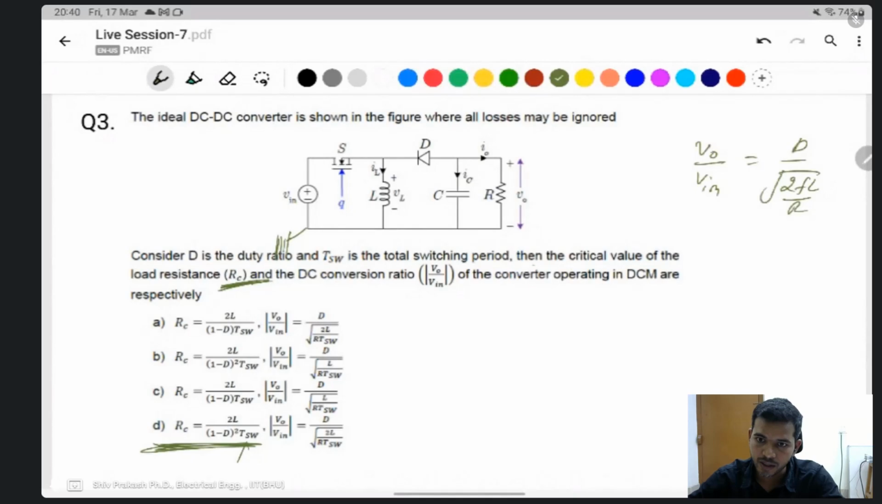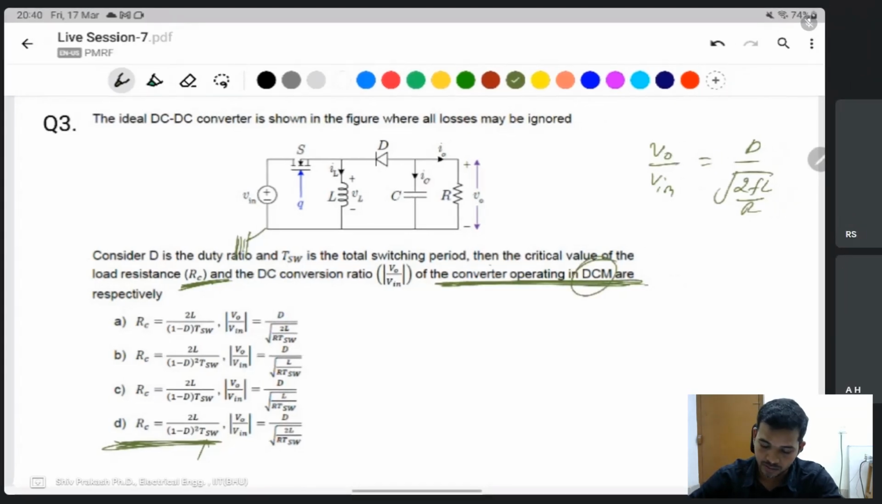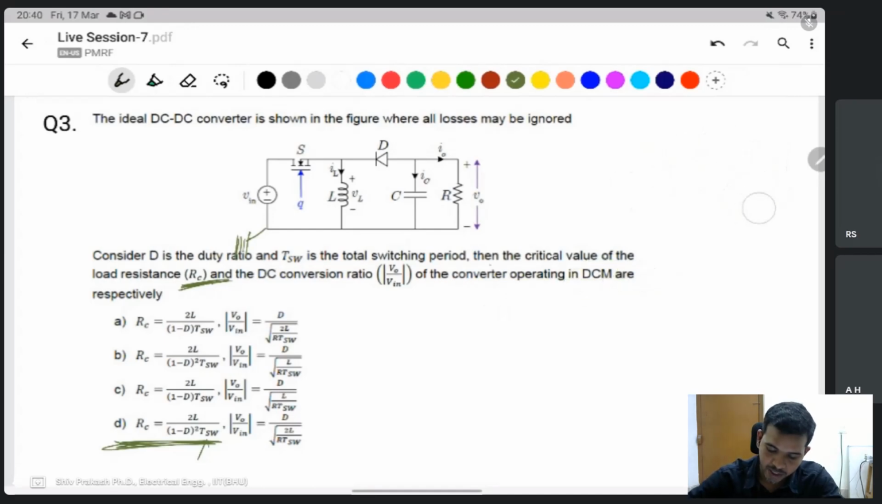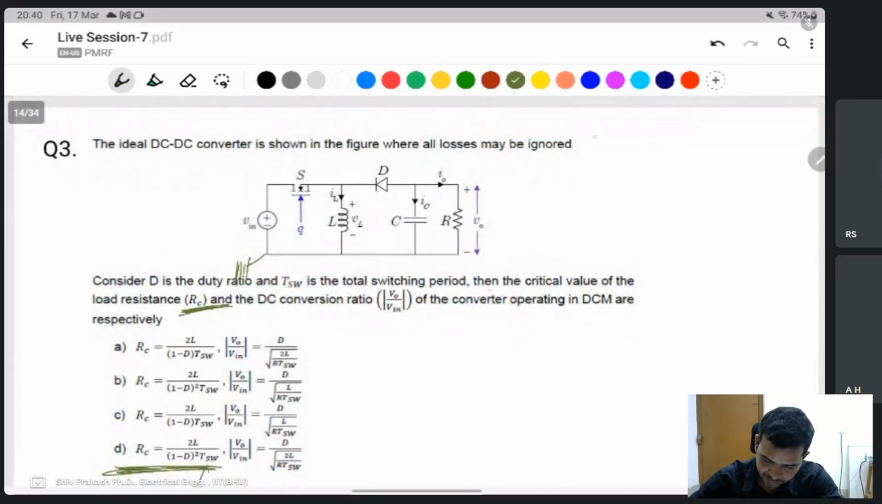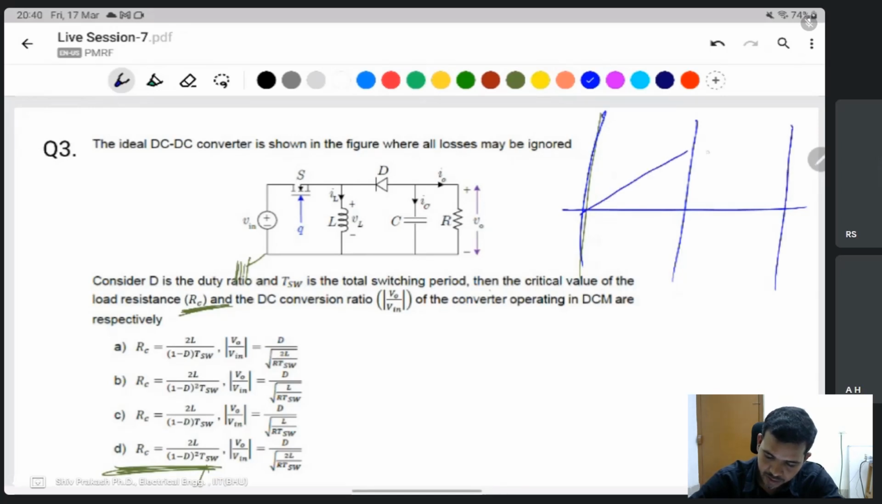You can do it by one or I do. That is the boundary condition. No, this is the discontinuous condition, not boundary. Okay, discontinuous condition. Once I draw, don't worry. So the discontinuous conduction is given like this.